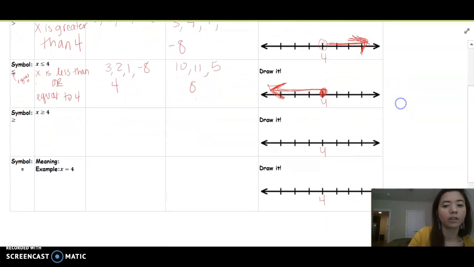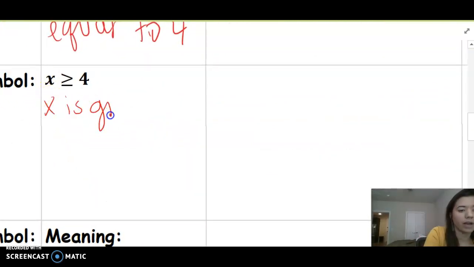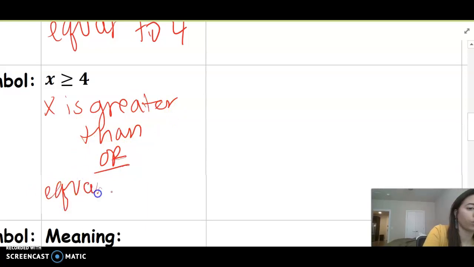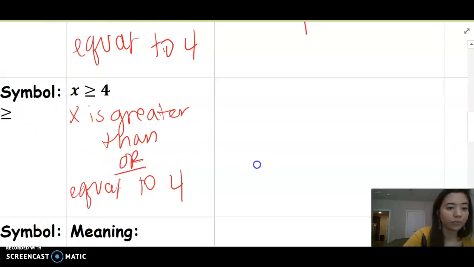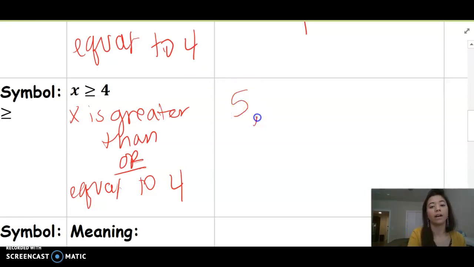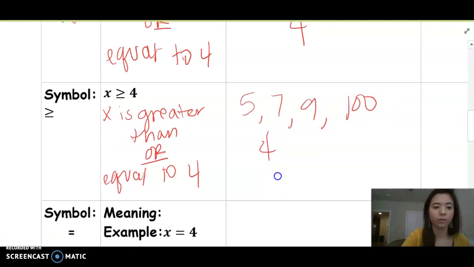All right. Next one. This one is going to be x is greater than or equal to 4. Again, my bigger part of my sign is on the x, so x is greater than, and then the line tells me or equal to. So solutions, what are numbers that are greater than 4, 5, 7, 9, 100, or equal to 4. So 4. Those are my options for solutions.